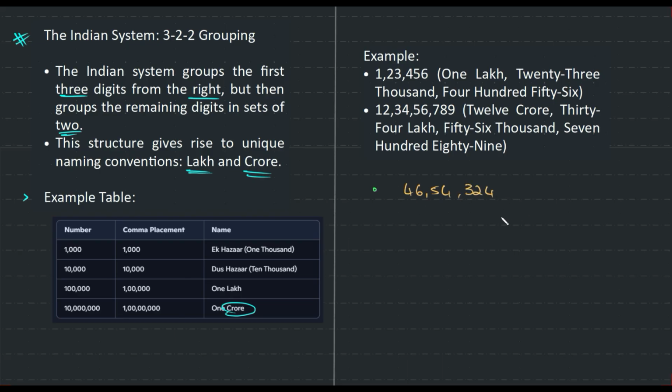Please pause and do this. Okay, so this has to do with lakh, and this has to do with thousand. So it is 46 lakh 54,324, as simple as that.